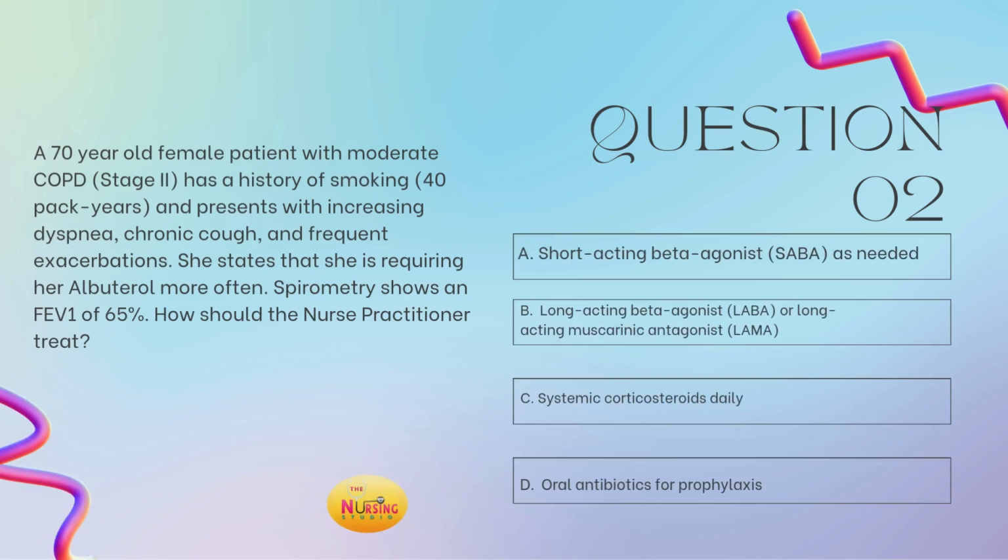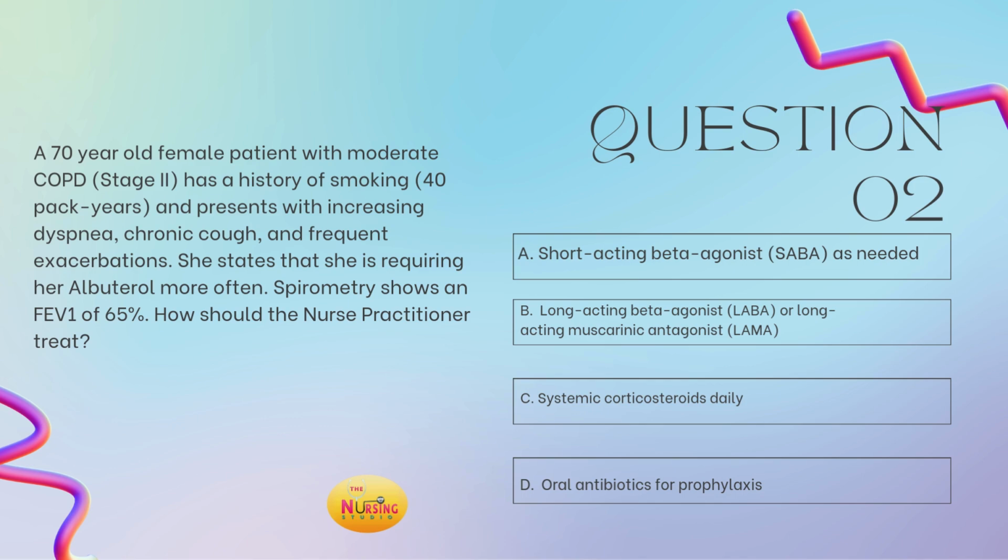All right, question number 2. A 70-year-old female patient with moderate COPD, stage 2, has a 40-pack year smoking history and presents with increased dyspnea, chronic cough, and frequent exacerbation. She states that she is requiring her albuterol more often. Spirometry shows an FEV1 of 65%. How should the nurse practitioner treat? Is it A, with a SABA as needed, B, a LABA or LAMA, C, corticosteroids daily, or D, oral antibiotics for prophylaxis? Prophylaxis. Lord have mercy. Take a moment and tell me what you got, y'all.